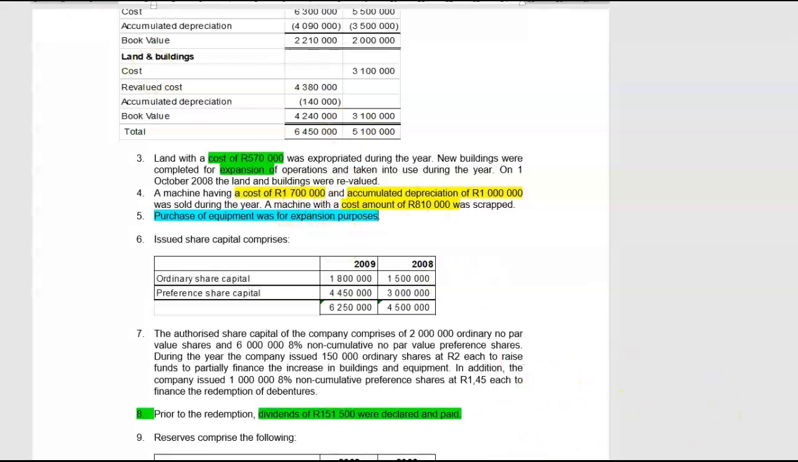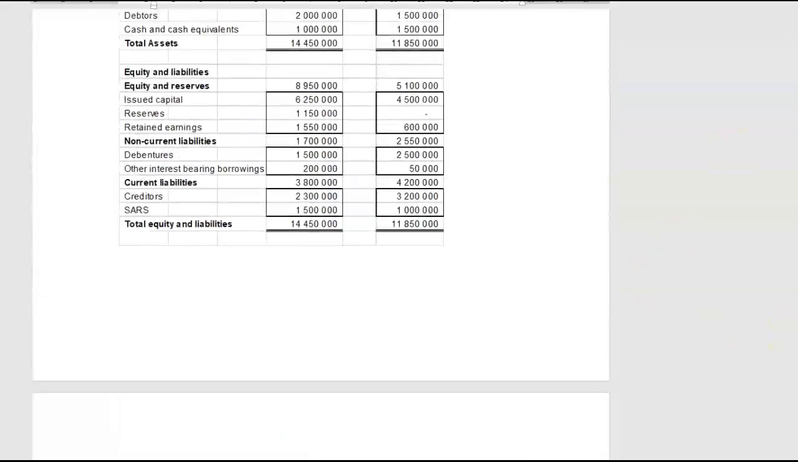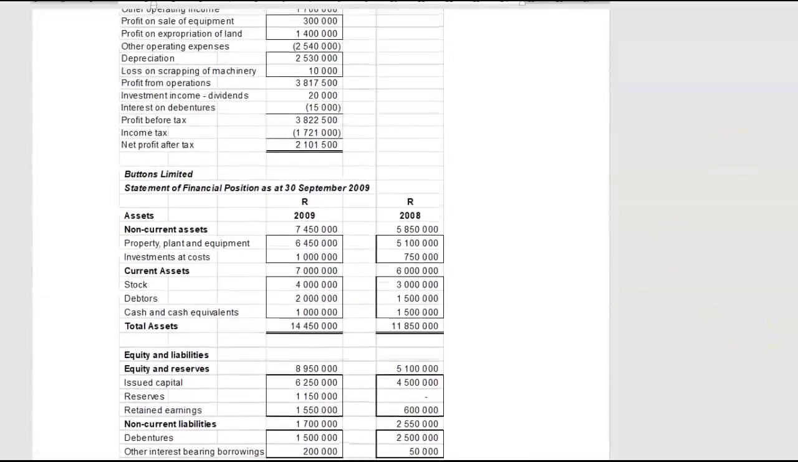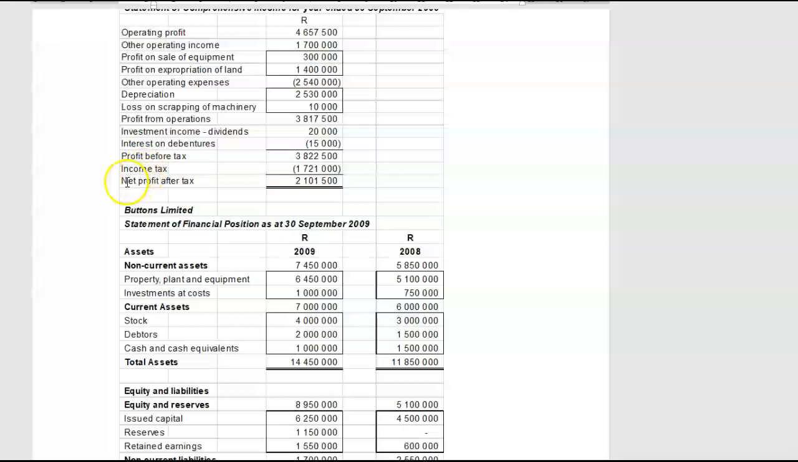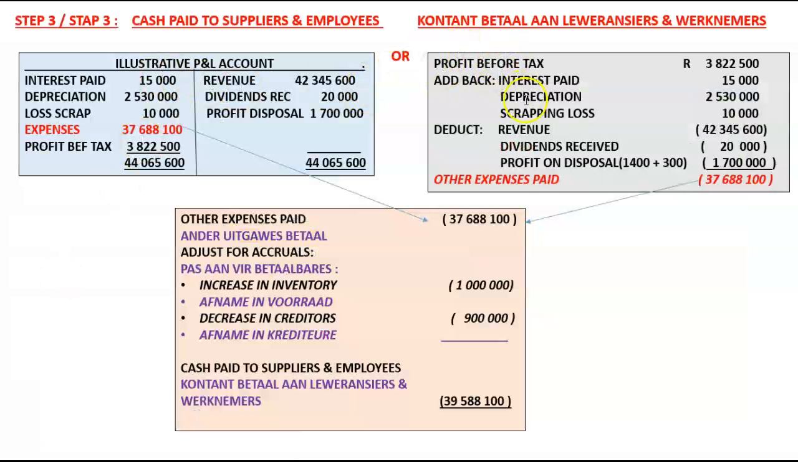Okay, so now let's start with our cash paid to employees and suppliers. Where do we start that calculation? Guys, we start that calculation with our net profit before tax, 3,822,500. That is the starting point for that calculation. You can do it in either one or two ways. I'm going to do it this way, 3,822,500. If you want to make use of the T account, you're also welcome to do so. This is a P&L account that we're going to restructure.